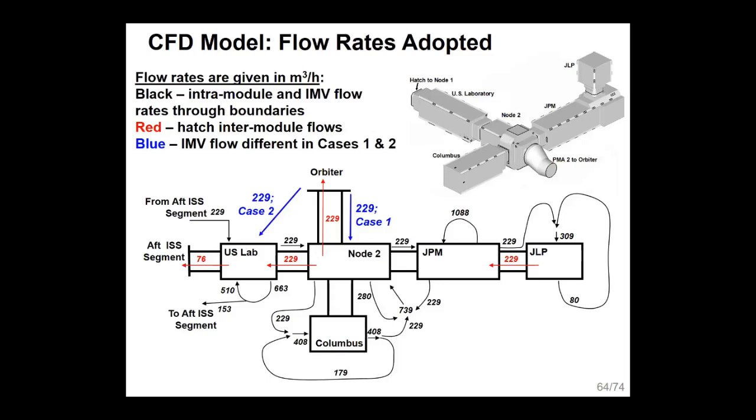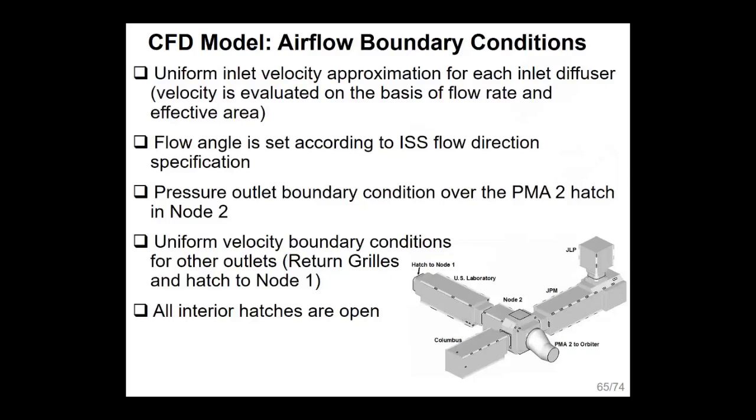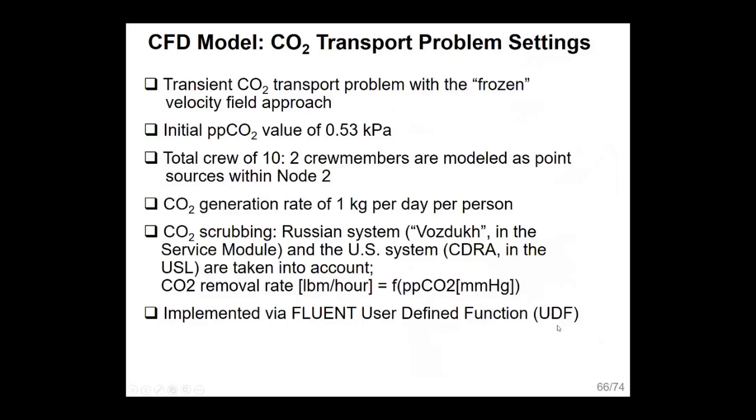It is the US laboratory and the Russian module in the Russian segment. And that is why we have this global air circulation over the entire station. So the airflow boundary conditions were just constant velocities at each diffuser. So in fact, we just keep the flow rate. And the carbon dioxide problem settings.